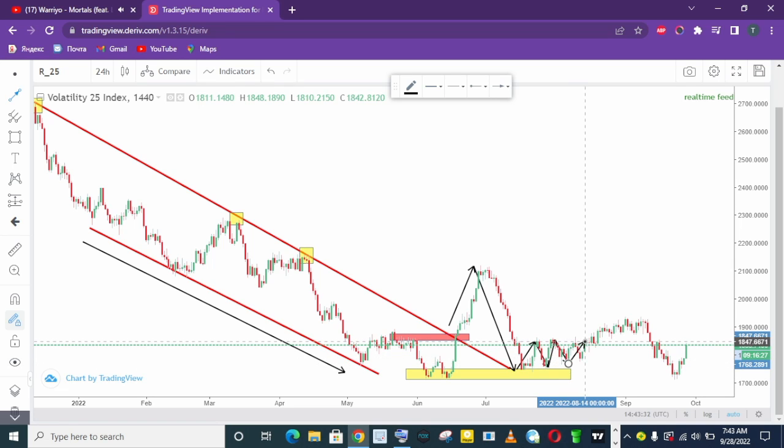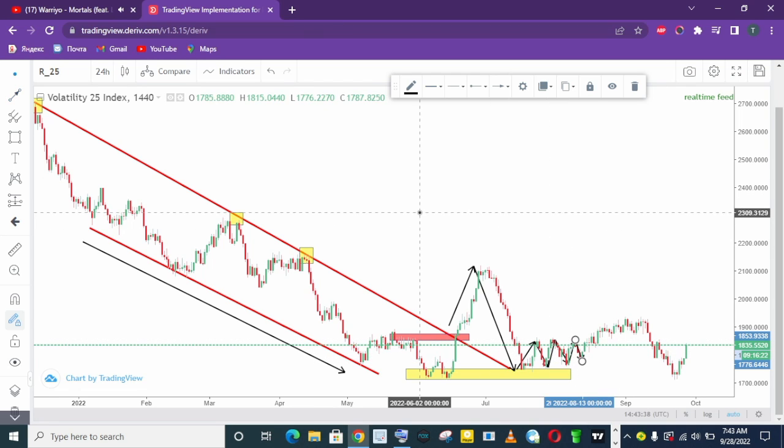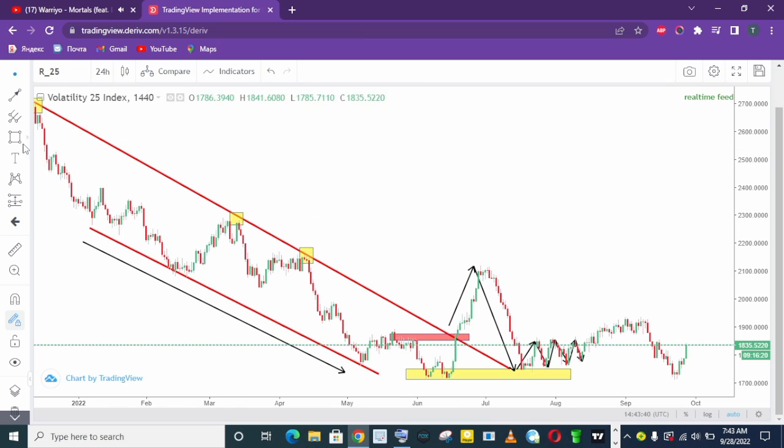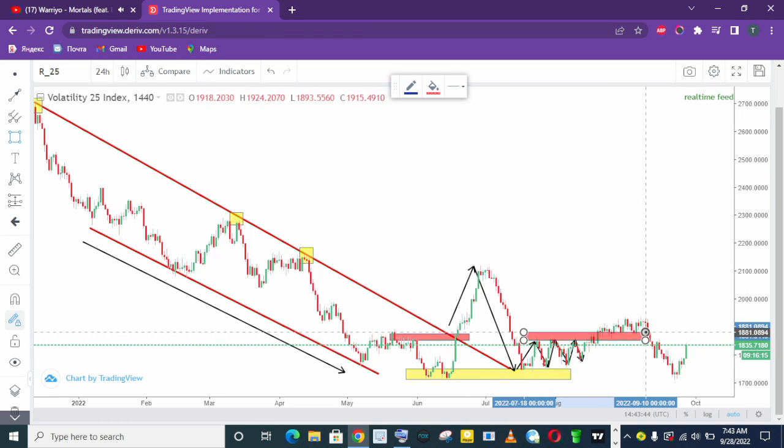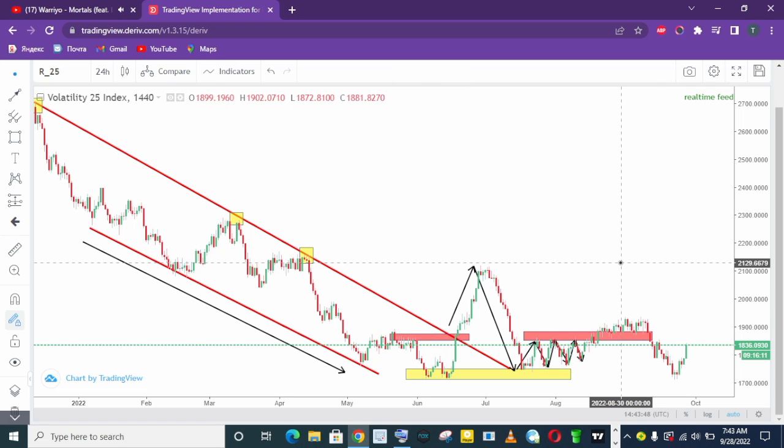It started ranging at this zone, and as we told you before, we never trade whenever the price is ranging. So as you can see, price was ranging in this zone here. Let's highlight again the range. There was no clear breakout of that range, so we could not take any trades.